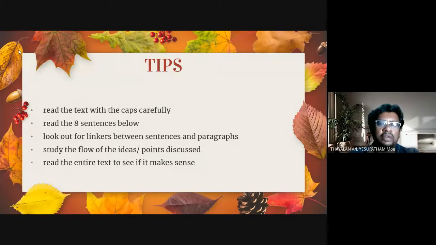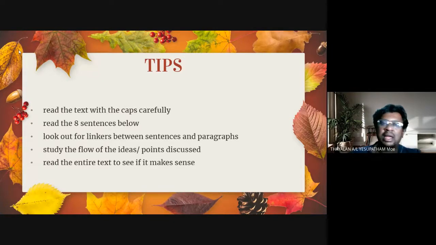Now, firstly, read the text with the gaps carefully. Not caps, but gaps. Sorry. Read the text with the gaps carefully, and then read the 8 sentences below. After that, look out for linkers between sentences and paragraphs. You read the text first, get a general idea, and then read the 8 sentences below. And then you look for linkers. What are the clues in the text which could be associated or made relevant to the sentences down there?